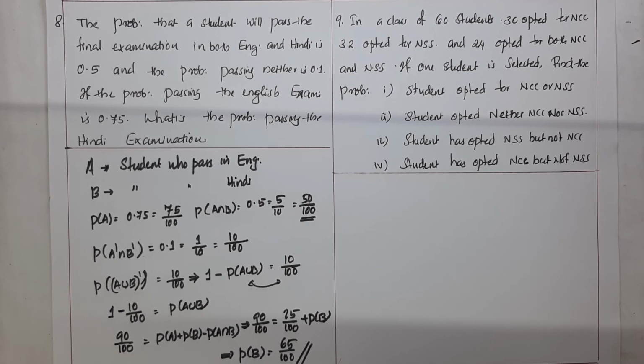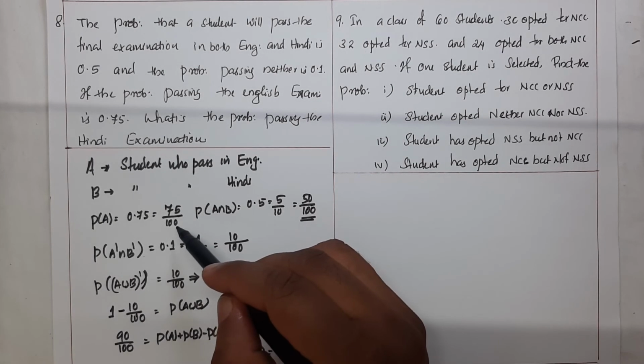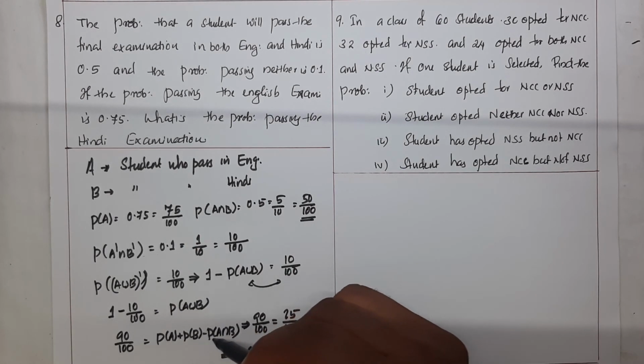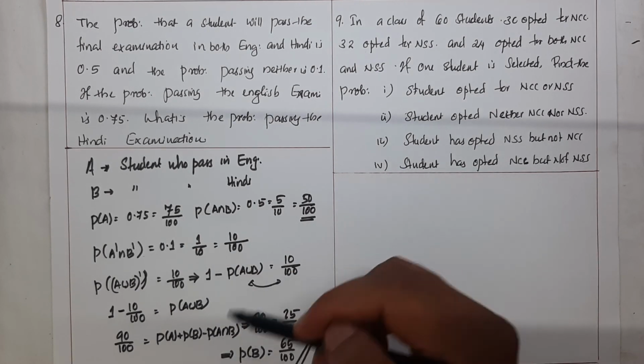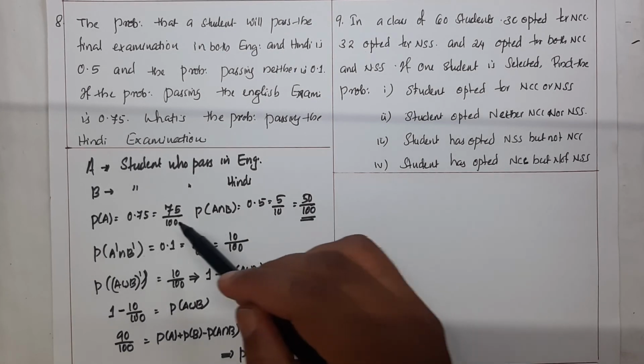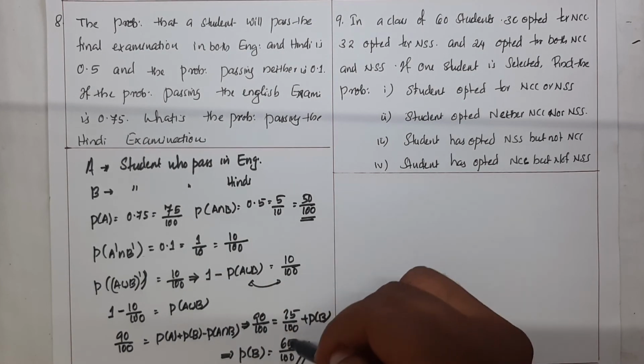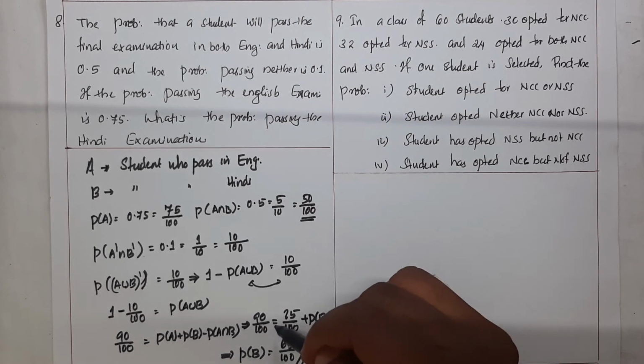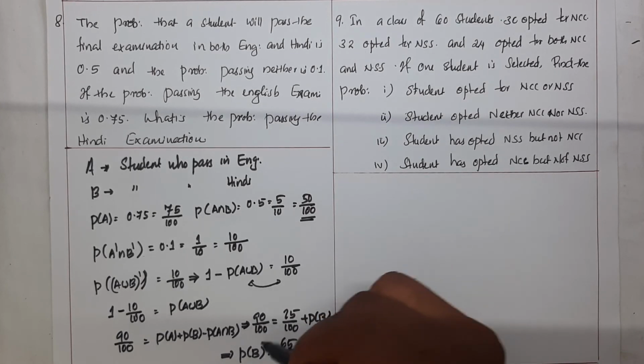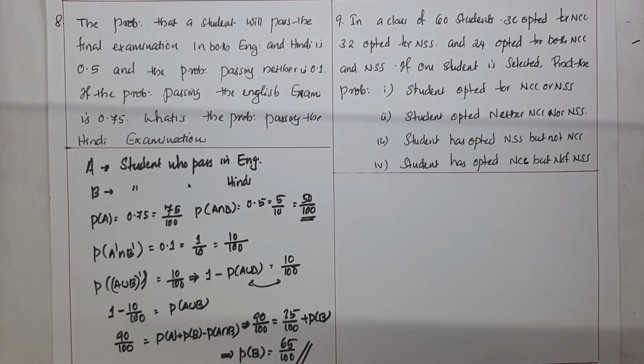1 minus 10 by 100 means 100 minus 10, that is 90 by 100, equal to P of A union B, which is P of A plus P of B minus P of A intersection B. That is 90 by 100 equals P of A, which is 75 by 100, plus P of B, which is unknown. We have to find the probability for the Hindi final exam. Then P of A intersection B is 50 by 100. That is 75 minus 50 by 100, which is 25 by 100, plus P of B. Then 90 by 100 minus 25 by 100, P of B equals 65 by 100. That is the probability of passing the Hindi examination. The probability of a student passing the Hindi examination becomes 65 by 100 or 0.65.